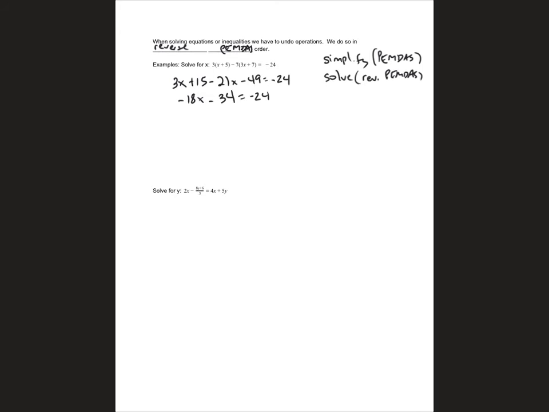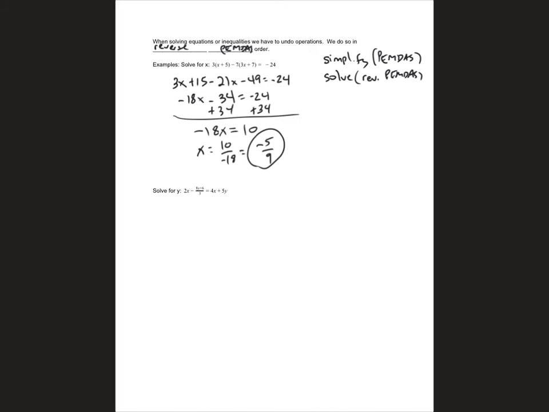So now we're going to work on solving for x by doing reverse PEMDAS to the stuff that's on the x. So we're going to undo the subtraction first, and then we're going to undo the addition and the multiplication and division. And you should always simplify your answers.